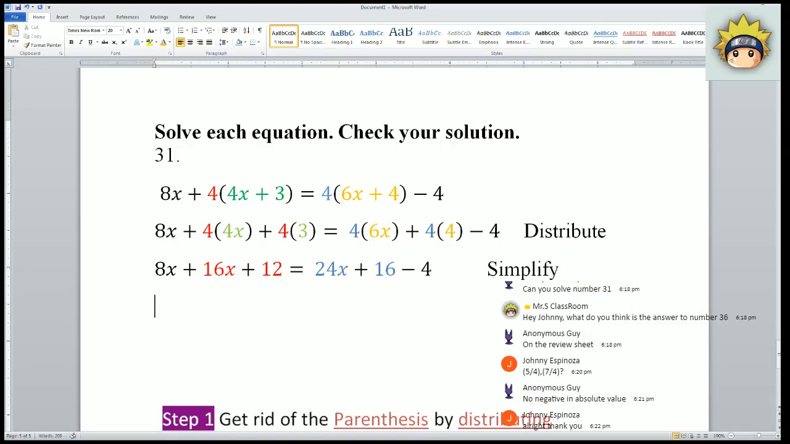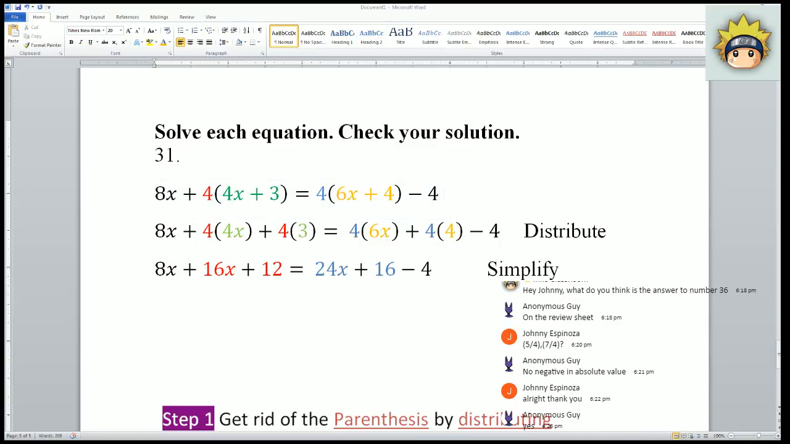Simplify. Are we good so far? I don't want to go on until I get an answer. Are you lost at anything from step 1 to step 2? Or are you good? Okay, he's good. Alright, you're good.